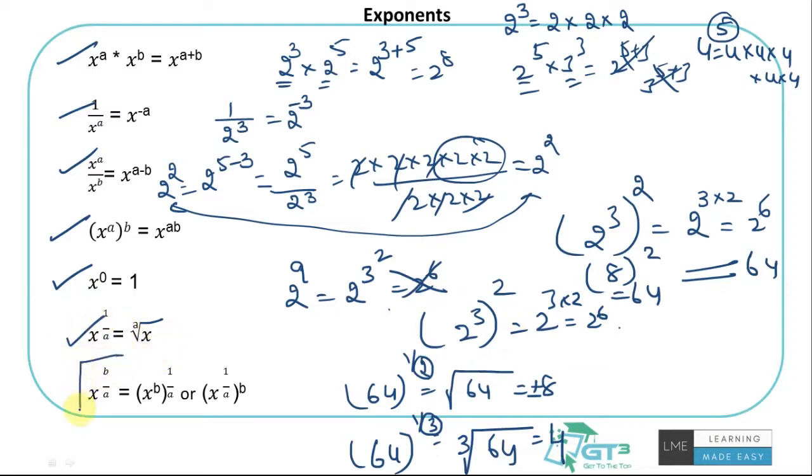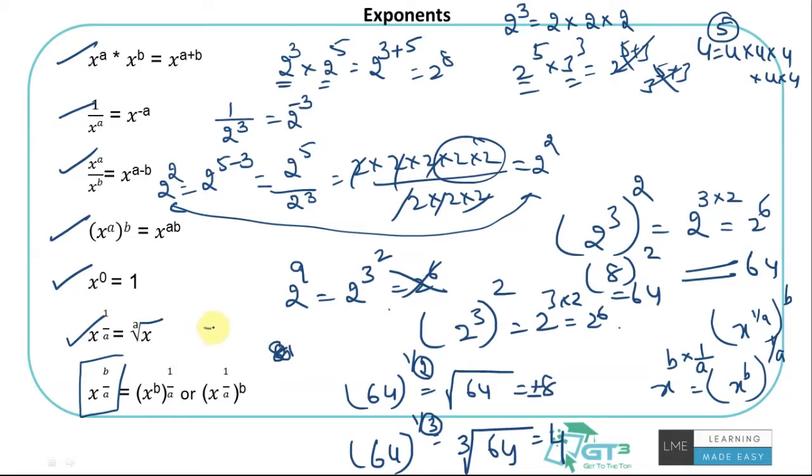Then if I have x power b by a, that is like x power b into 1 by a. So this can be written as x power b whole power 1 by a, or I can write it as x power 1 by a whole power b. Using that I will get this, right? x power a whole power b is the multiplication of both powers. So I can write x power b whole power 1 by a or x power 1 by a whole power b.